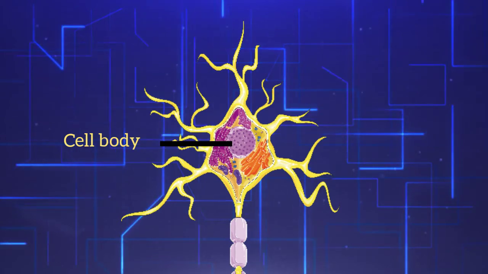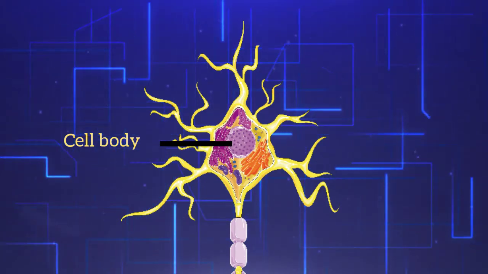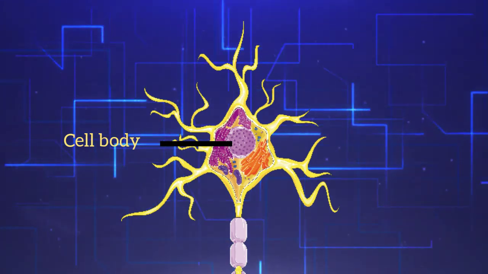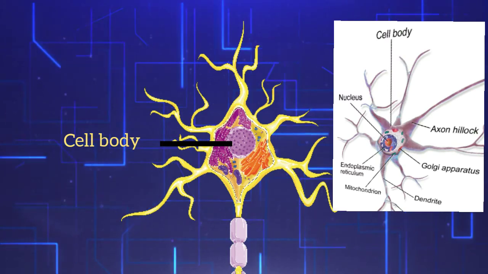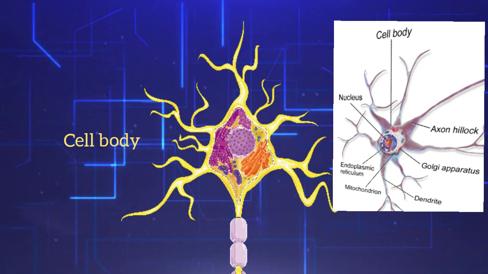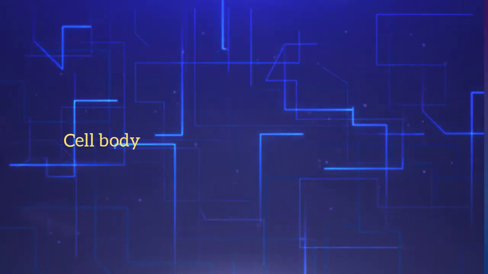Cell body, also known as the soma, is the central part of the neuron for metabolic activities. Like other cell bodies, the soma contains a nucleus which houses a dense structure called nucleolus, cytoplasm, and other specialized organelles like the mitochondria, which provides energy to drive the neuron's activities.